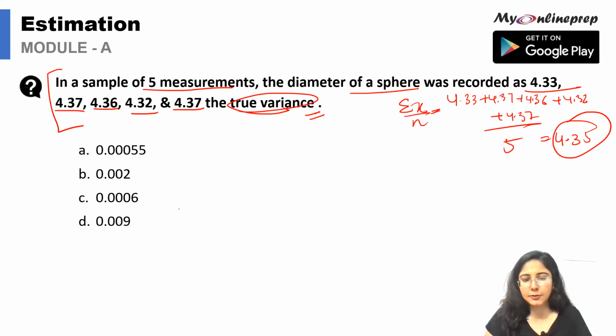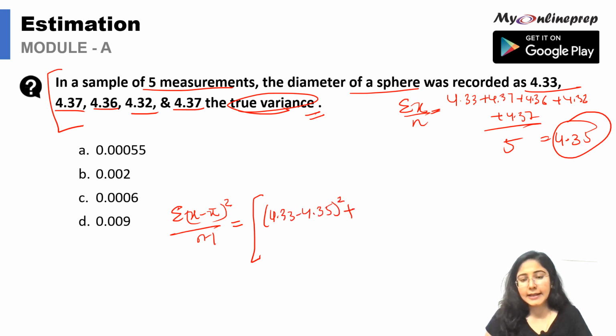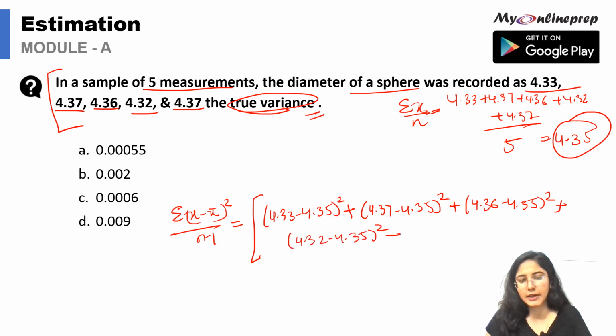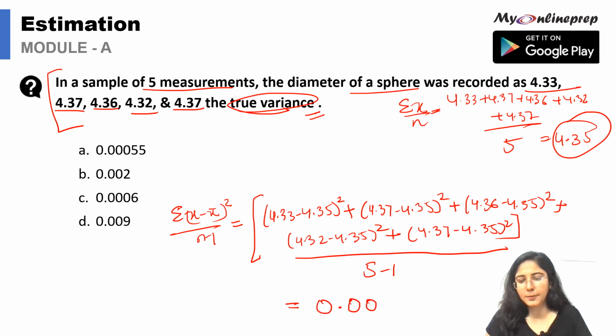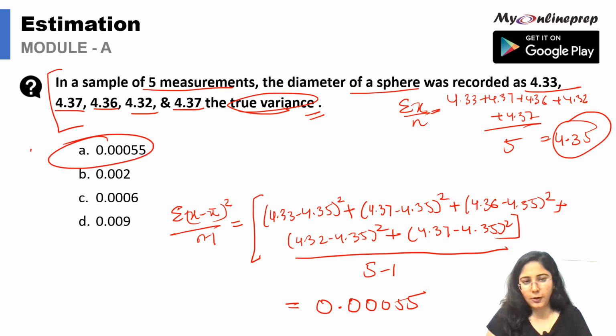So now we have to apply the formula, that is summation of (x minus x bar) whole square upon n minus 1, which would be equal to: first we have (4.33 minus 4.35) whole square, plus (4.37 minus 4.35) whole square, plus (4.36 minus 4.35) whole square, plus (4.32 minus 4.35) whole square, and last (4.37 minus 4.35) whole square, upon n minus 1. So n was 5 minus 1, which is 4. After solving this, we will get 0.00055. So we can say that option A is correct.